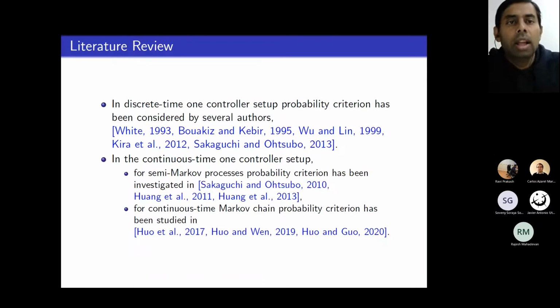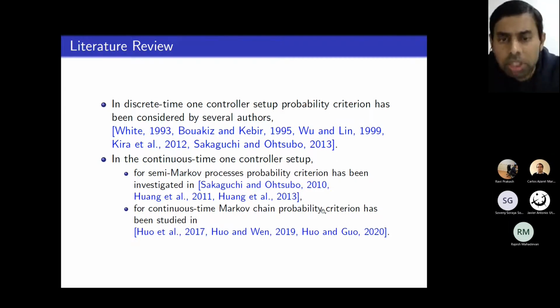Fine. Now a bit of literature review. In the discrete time one controller setup, remember there can be either a single controller or multiple controllers. When there are multiple controllers, it's called a game. In the discrete time one controller setup, the probability criterion has been considered by several authors like White in 1993, Bouakiz and Kebir in 1995, and so on. That means the stochastic process being controlled is a discrete time Markov chain. Now in the continuous time one controller setup, for semi-Markov processes, the probability criterion has been investigated by Sakaguchi and Ohtsubo in 2010, Wang and co-authors in 2011, and Wang and co-authors in 2013.